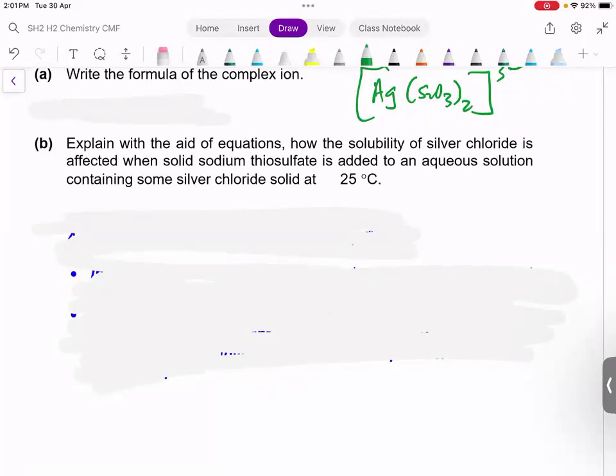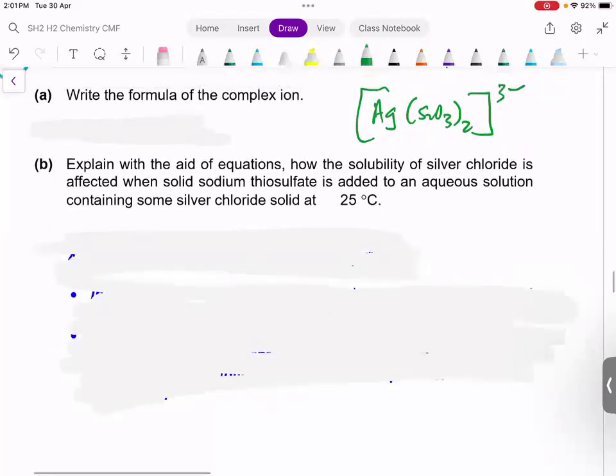So with the formation of this soluble complex, right? What effect does it have on the equilibrium? This equilibrium, we are talking about solubility of silver chloride, right? This is the equilibrium of interest. Okay, so how do you think it will affect the equilibrium?